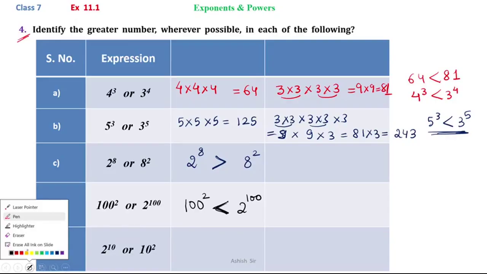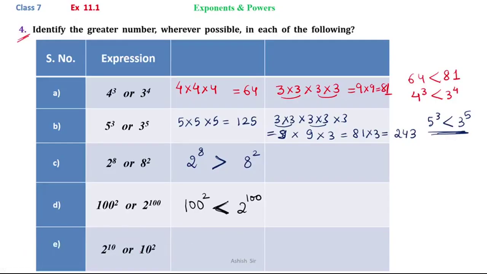Similarly, if we compare the other number, that is 2 to the power 10 and 10 to the power 2, greater is the power of 2 to the power 10. So definitely this is going to be greater. So without calculation also we can directly say which exponent form is greater than the other one. So as we found here, 2 to the power 10 is greater than 10 to the power 2.